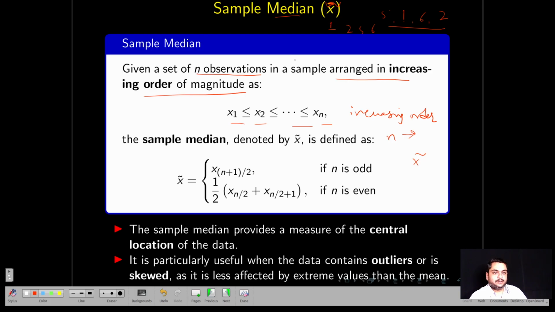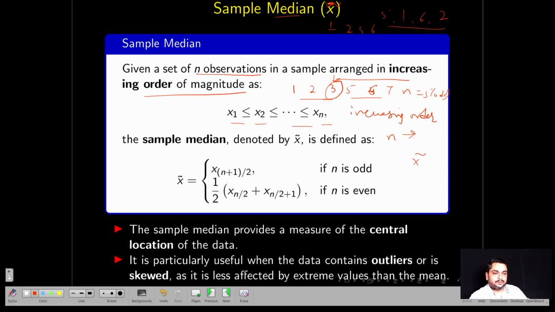You are finding the middle value in the sorted array, where the data items are arranged in increasing order. If n is odd, then you can definitely find the middle element. If I have arranged 1, 2, 3, 4, 5, how many elements are here? 5 elements. n equal to 5 is odd. When it is odd, the middle element is easy to find. This is the middle element. This will be the median.